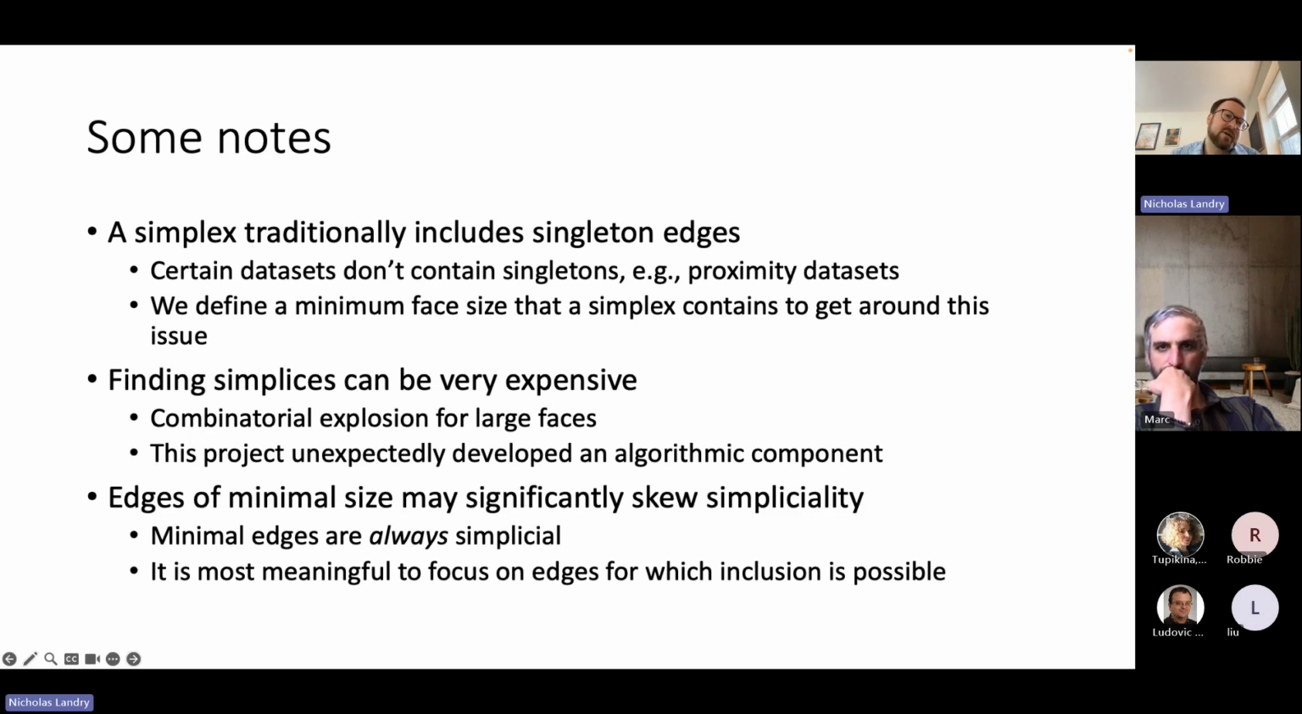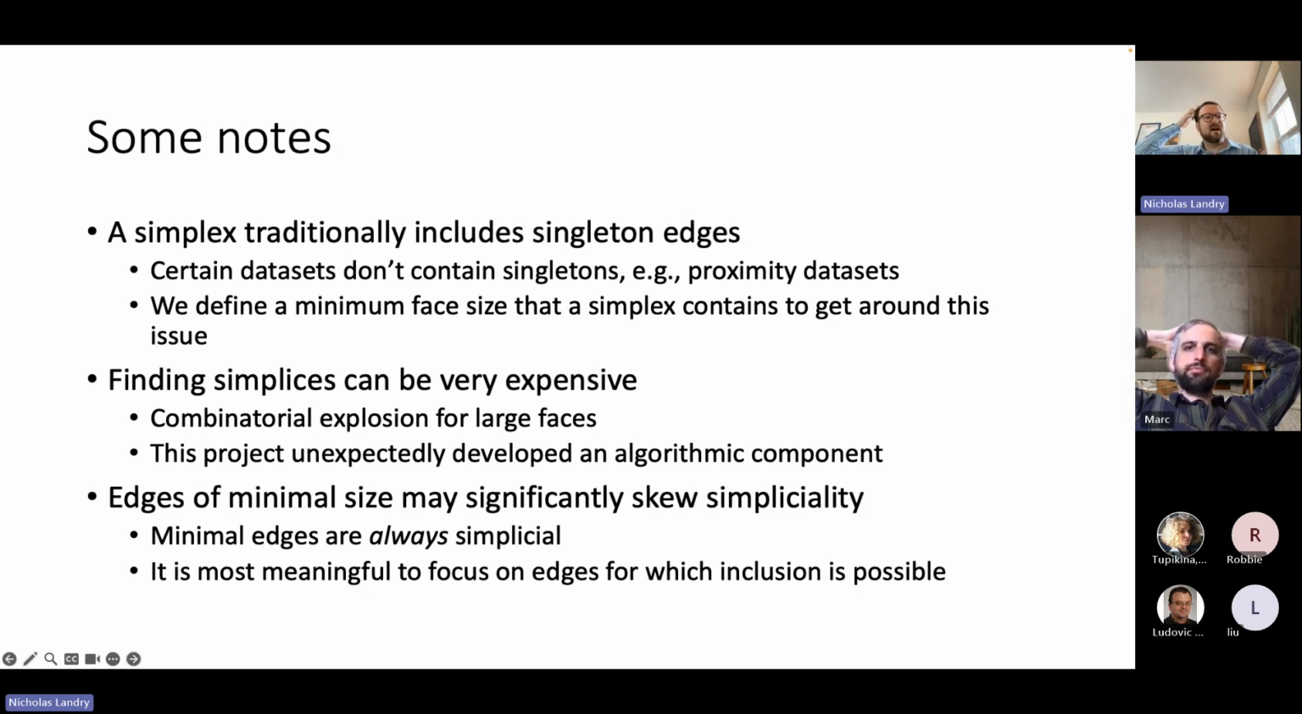The second thing that I want to talk about is that finding simplices can be super expensive. It turns out that the number of subfaces that an edge of size S includes is order 2 to the S, so it explodes combinatorially. And it turned out that this project had to develop an algorithmic component to simply measure some of these properties.